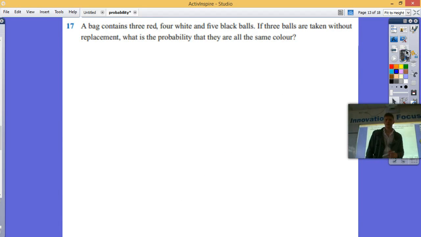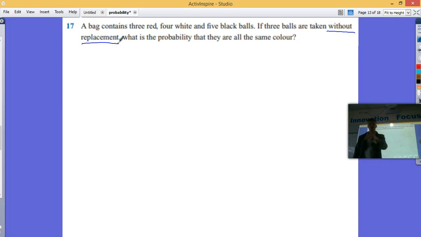Okay, now here's a classic example that we have started to work on in class. Let's see if we can get some information about this one. A bag contains 3 red, 4 white and 5 black balls. If 3 balls are taken without replacement, so this term without replacement, which means we take the ball and we don't put it back in the bag, in the container. What is the probability that they are all the same colour?